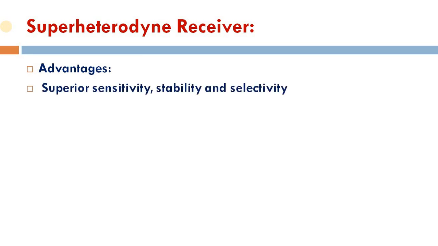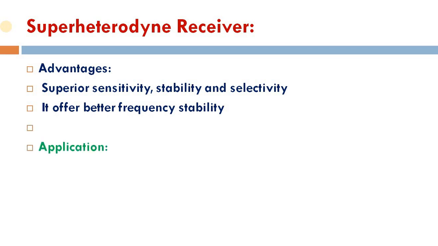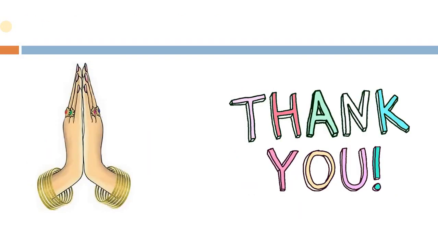Now let us see the advantages of the superheterodyne receiver. It has superior sensitivity, stability and selectivity. It offers better frequency stability. Next, let us see the applications. This is useful in TV receivers and all radio receivers.